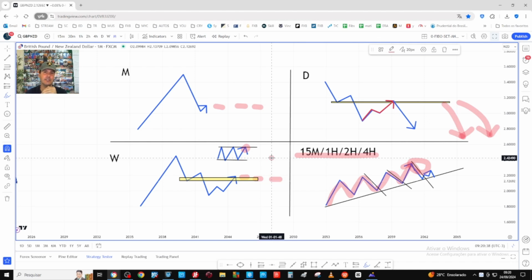Okay? There is one pair, man, USD CAD. USD CAD, it's a perfect example of how to lose trading trends, with the premise that you are not aware of what's happening on the monthly and the weekly. Okay, we're going to check USD CAD, don't worry.